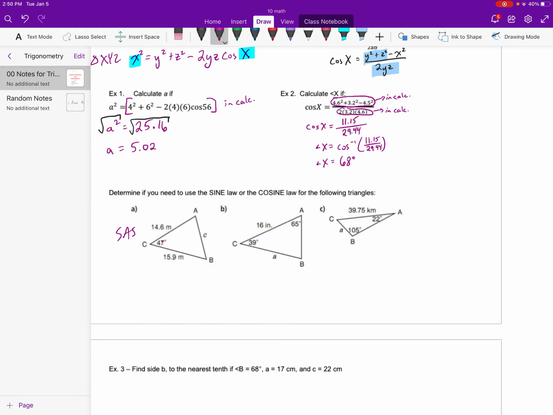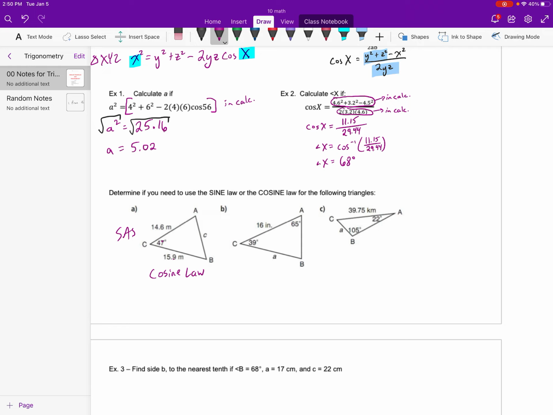Another way to look at this is, is it a right angle triangle? Well, it's not a right angle triangle, so we're not going to use SOHCAHTOA. Do we have an angle and its opposite side? No, we don't have an angle and its opposite side. We're missing side C there. So it has to be cosine law.